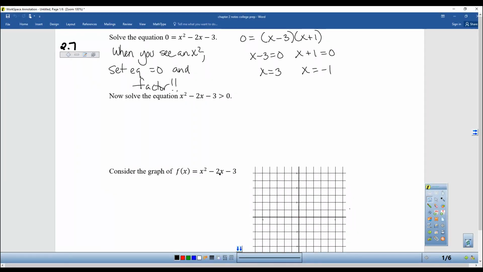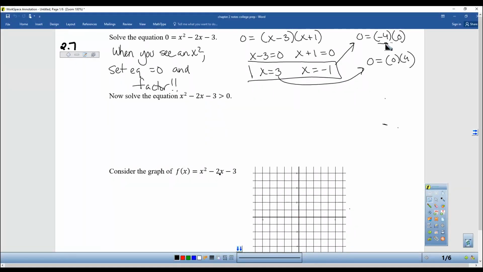And think about why that's true. Because if x is negative 1, then you'll have negative 4 here, which isn't helpful, but you'll have 0 here, and that'll make 0. If x is 3, you'll have 0 is equal to 0 times 4, which, again, the 4 isn't important, but the 0 is. And that's why we set things equal to 0 and factor, because when two things are being multiplied to make 0, one of them has to be 0.